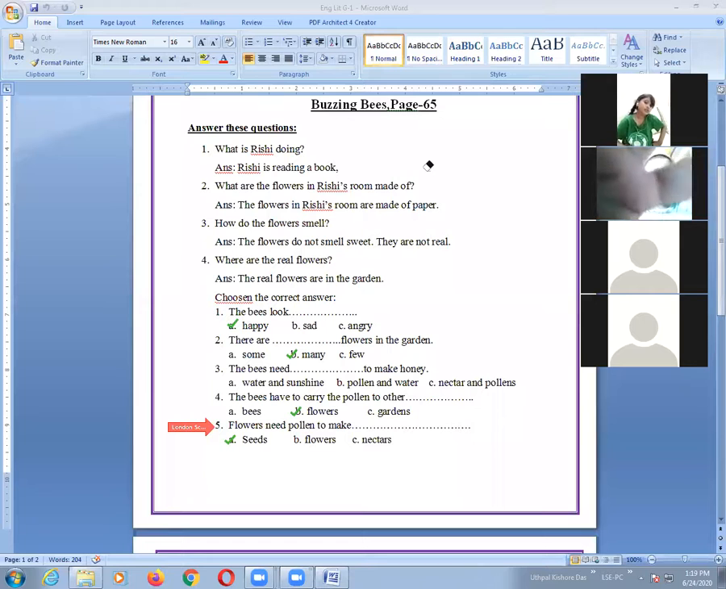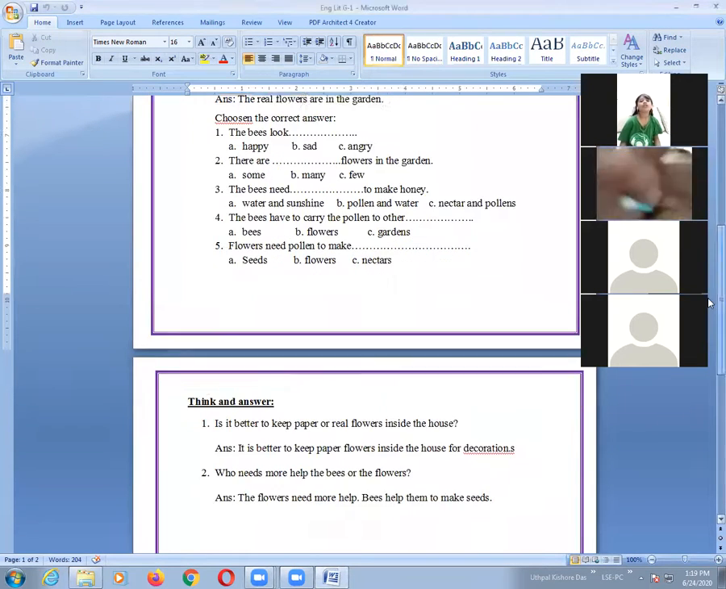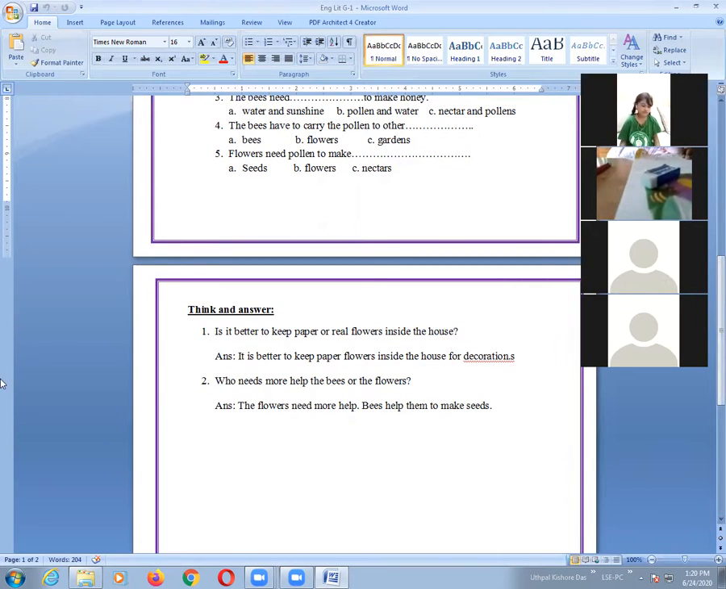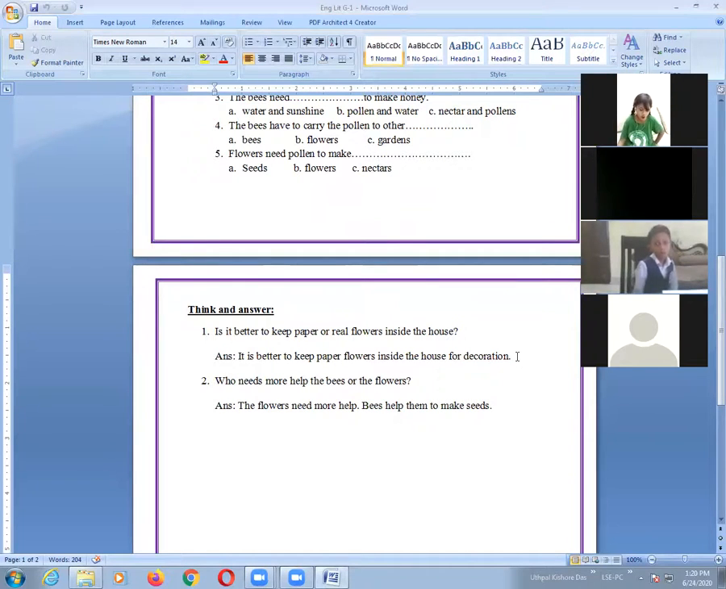Now, next. Think and answer the last two questions here. Is it better to keep paper or real flowers inside the house? It is better to keep paper flowers inside the house for decorations.